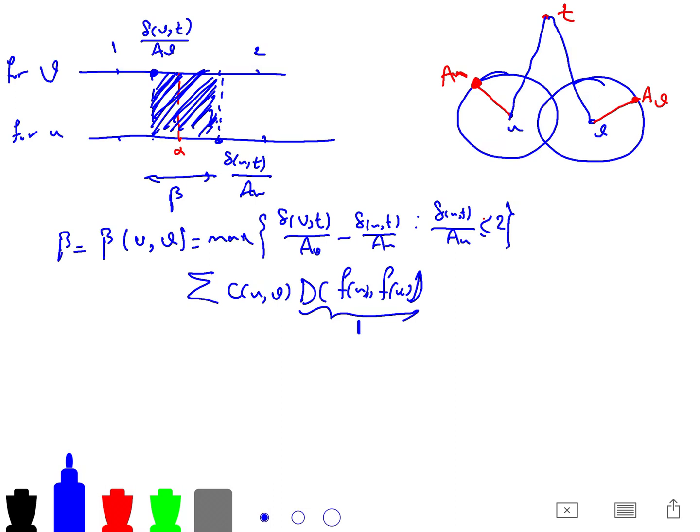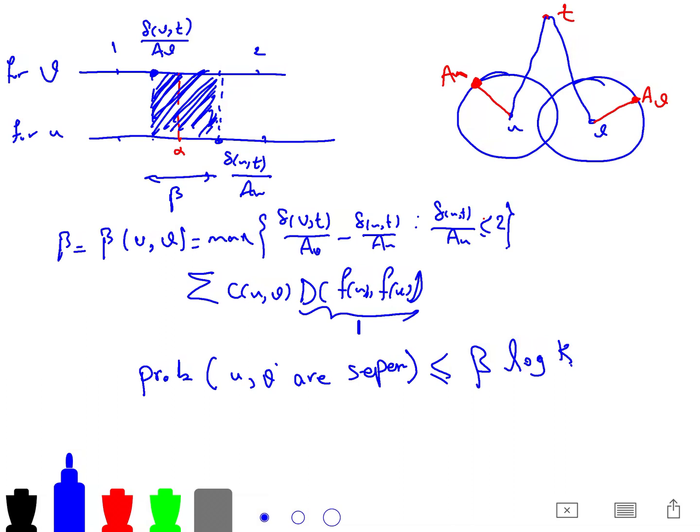So beta is an upper bound on the size of the interval in which alpha can lie in order for V to be assigned to terminal T, but not U. Kalinski proved that this probability that U and V are separated is less than beta log K.